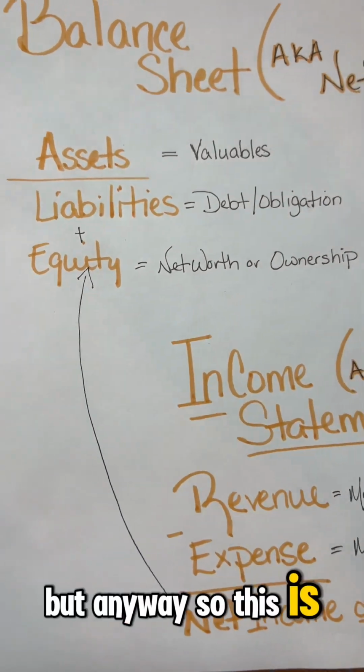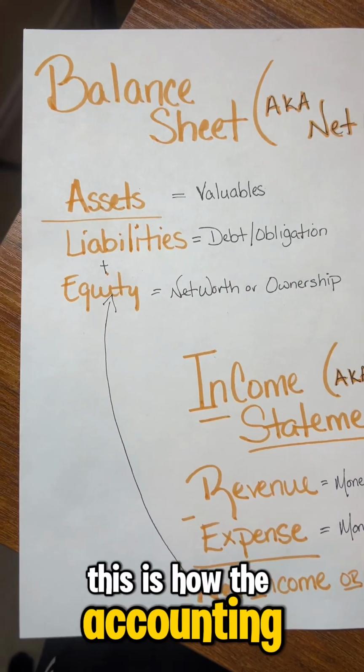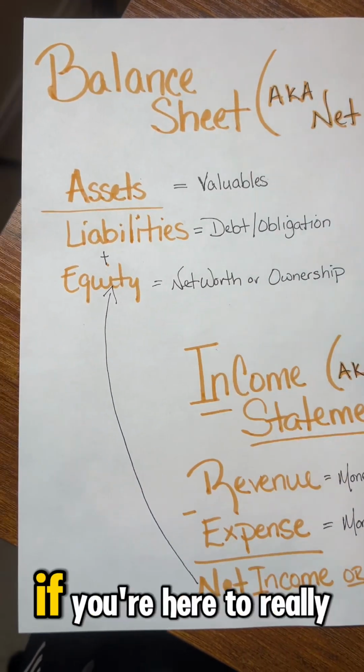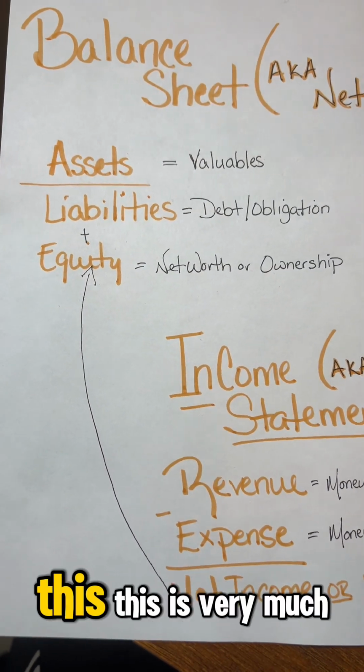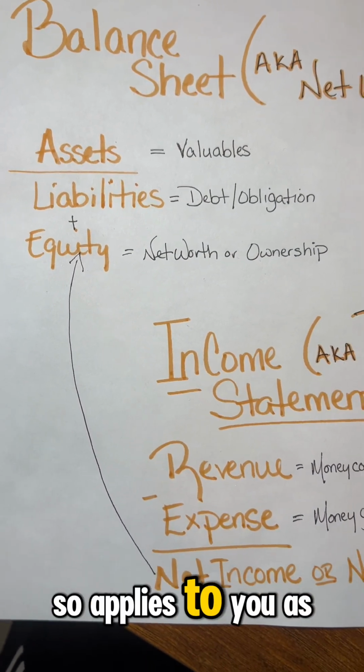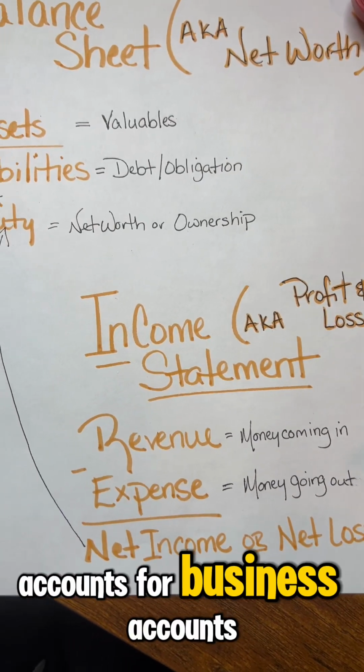But anyway, so this is just very general terms. This is how the accounting income statement and balance sheet work together. If you're here to really learn basic business accounting, if you are a business owner, this very much applies to you as well. You would just swap out some of the personal accounts for business accounts.